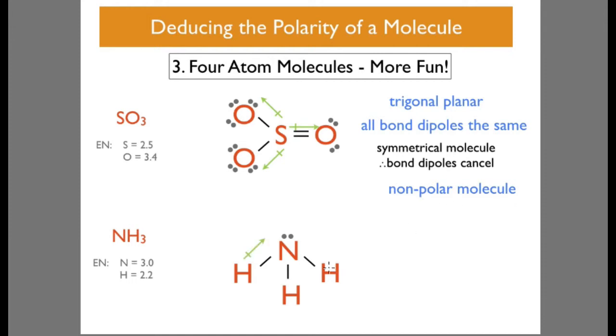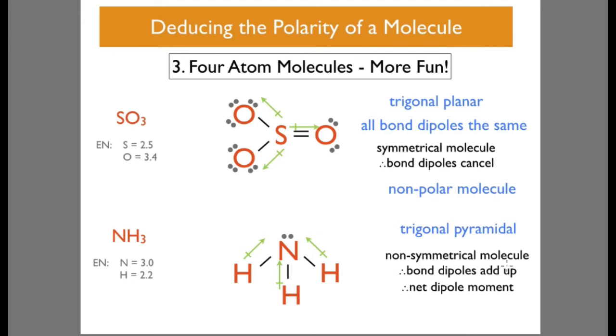What about here? Well, we've got an electronegativity difference of 0.8. So we've got polar covalent bonds. They are all pointing towards the nitrogen. They're all pointing in the same direction. It's trigonal pyramidal. It's a non-symmetrical molecule. Therefore, the bond dipoles are adding up, and there's a net dipole moment. So we have a polar molecule. The negative dipole will be up by the nitrogen, and the positive dipoles by the hydrogen atoms.